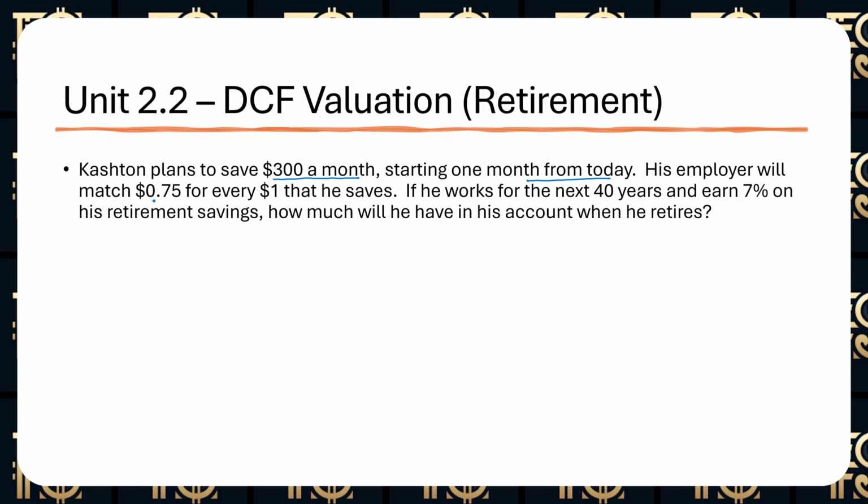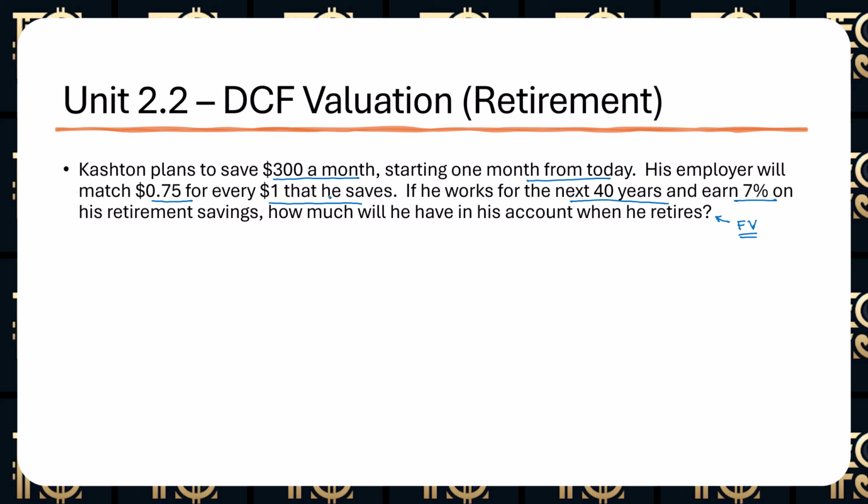Next question. Cashton plans to save $300 a month starting 1 month from today. His employer will match 75 cents for every dollar that he saves. If he works for the next 40 years and he can earn a 7% APR compounded monthly on his retirement savings, how much will he have in his account when he retires? Hopefully you realize that this is a future value question. We're trying to calculate the future value. The difficult part of this question is we need to determine the exact payment that is being made each month.